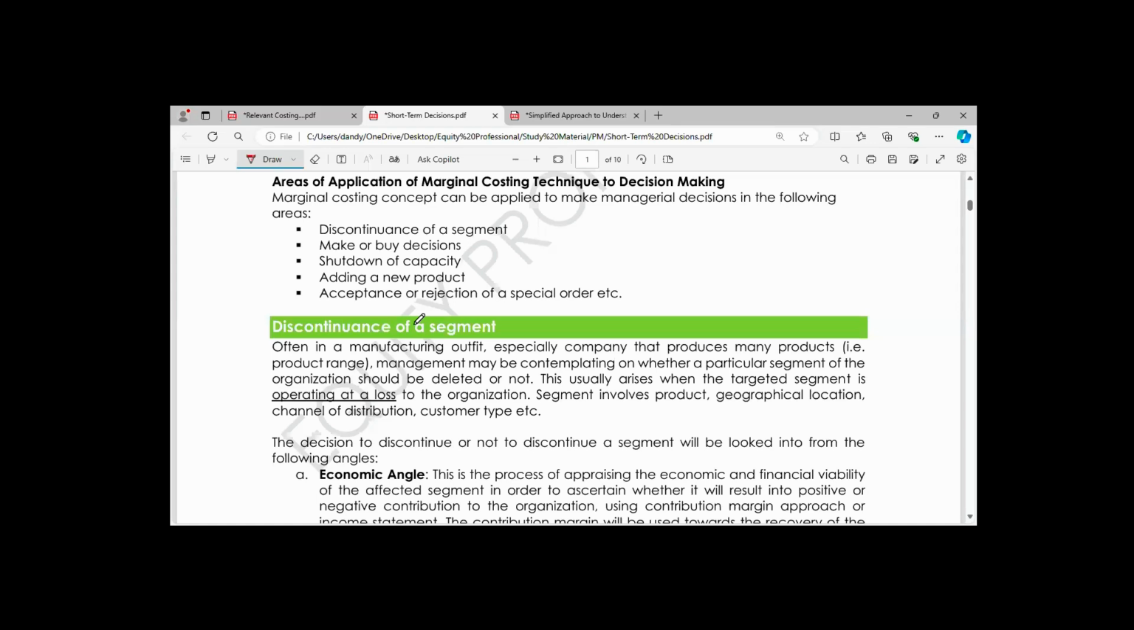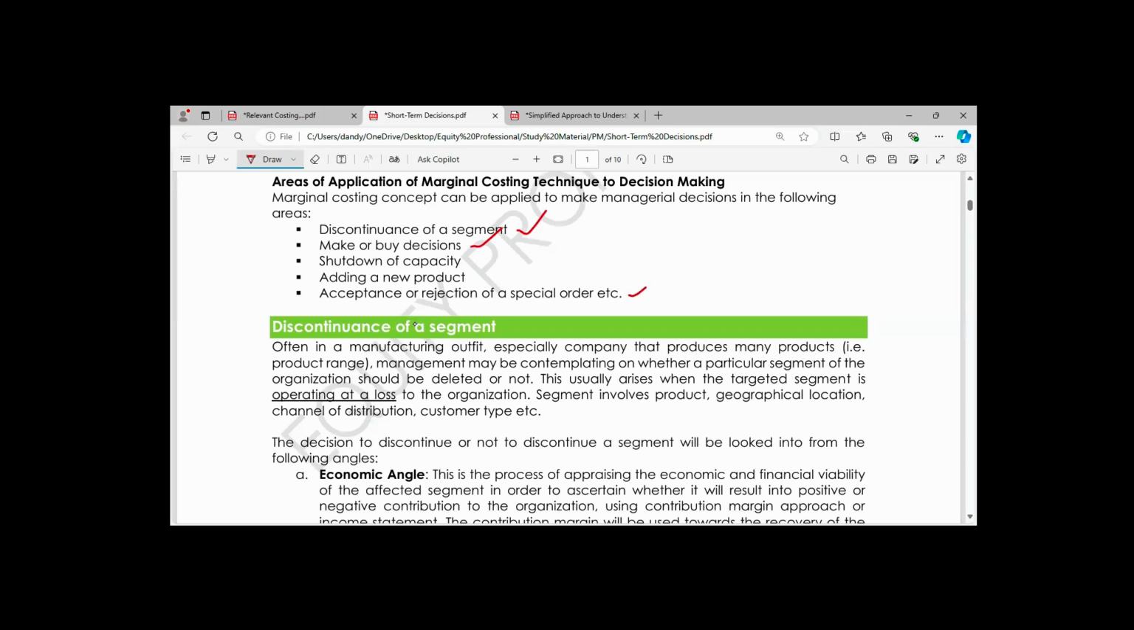These are some of the areas in which you can apply marginal costing technique in making managerial decisions. Our focus will be on just 3 of them, as most of them are topics on their own, which we are still going to do as we proceed in the course. Under this particular topic, we focus on deleting of a segment, make or buy decisions, and lastly, acceptance or rejection of a special order. So let's take it one after the other.